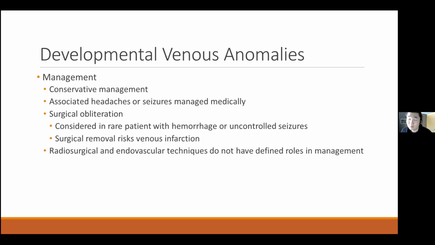Given the overall pretty benign natural history, the management is conservative. You just treat the associated headaches or seizures if they rarely come up. And like I mentioned earlier in the cavernous section, surgically obliterating these is tricky because if you do that, you risk removing the venous drainage source for that venous system, and you may actually end up causing venous infarction. And so that, in conjunction with what's thought to be a benign natural history, is why people opt not to intervene on these. And there's no defined role for radiosurgery or endovascular approaches for DVAs.